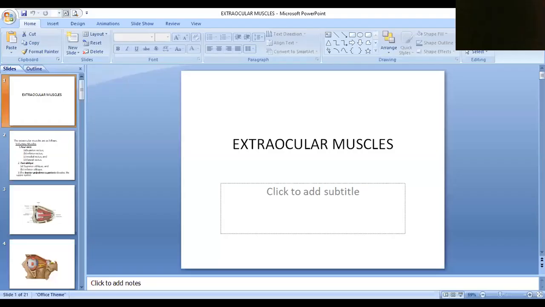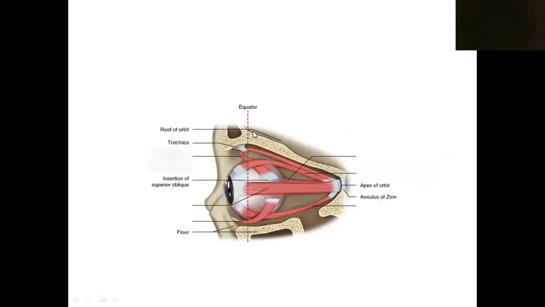Dear students, today we are going to discuss the extraocular muscles. So, what is meant by extraocular muscles? Extraocular muscles are the muscles seen around the eyeball. See this diagram. This is our eyeball. Around the eyeball, we can see some muscles. These muscles are known as extraocular muscles. So, today we are going to discuss these extraocular muscles.